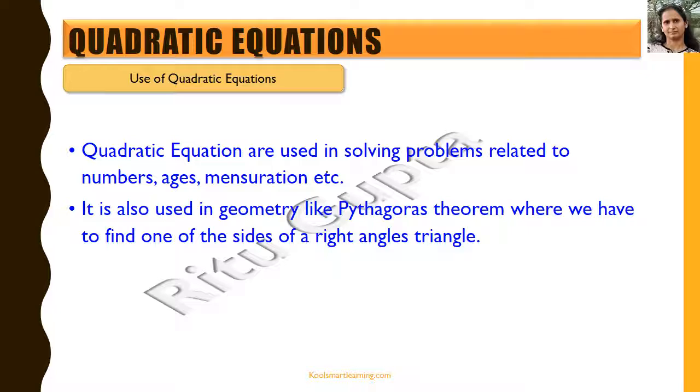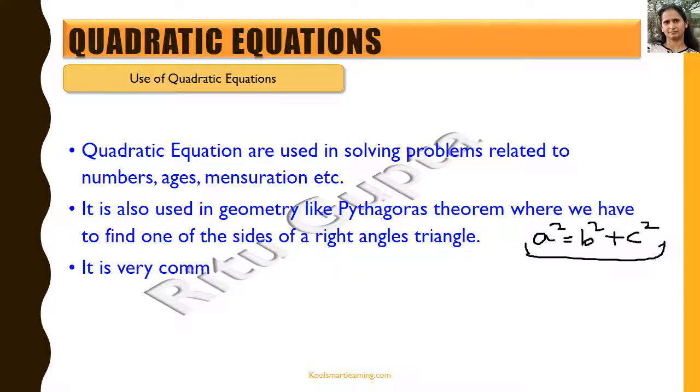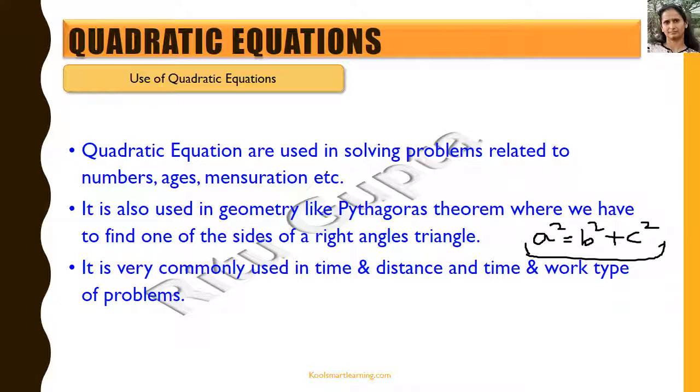Quadratic equation also used in geometry like Pythagoras theorem, where we have to find one side of a right angle triangle. We use quadratic equations to solve those kind of problems, because supposing we have a square is equal to b square plus c square. So we can get this a quadratic equation from this, and then we can solve it to find the sides. It is also very commonly used in time and distance and time and work type of problems. So for all these problems, we first form a quadratic equation of the word problem and then solve it. And of course, there are many other uses of the quadratic equations.